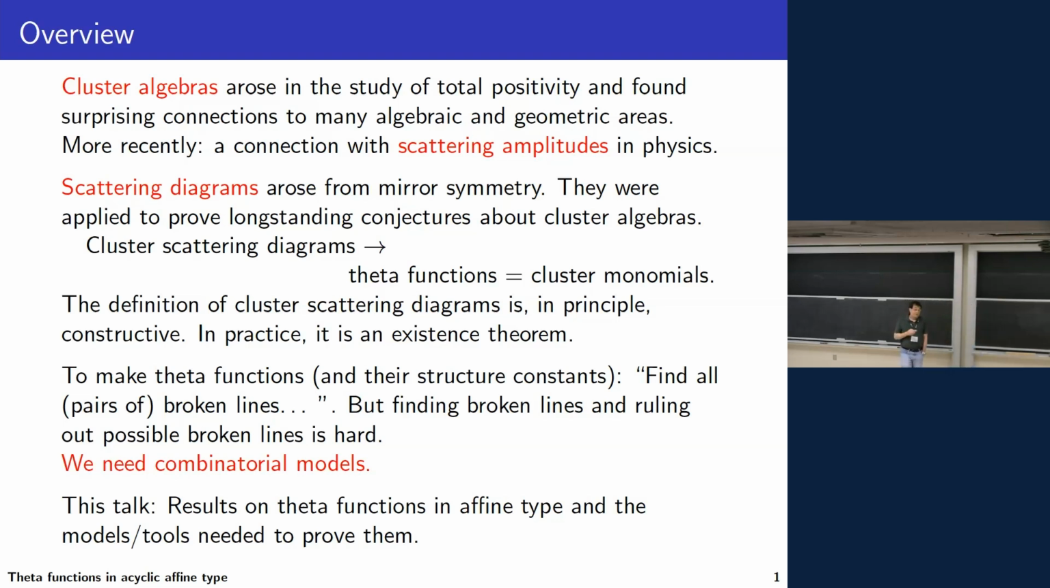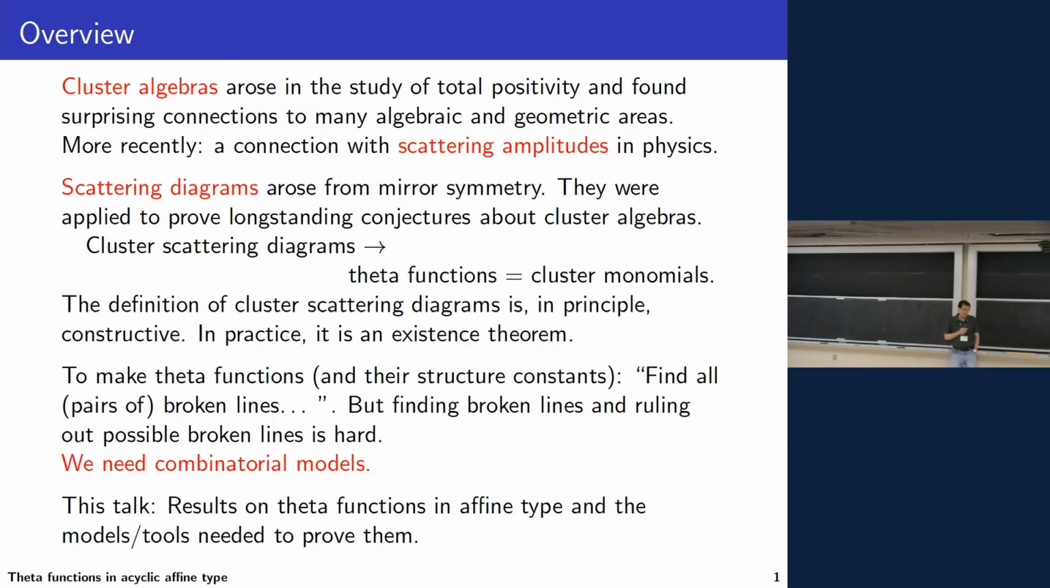Maybe it would have been better to have an inclusion going the other way, with cluster algebras included inside theta functions, but okay. In principle, if you give me an exchange matrix, I can give you constructively a cluster scattering diagram. But in practice, it's really an existence theorem, because you would have to do so much at a tiny level everywhere to actually construct this thing. And to make theta functions, you are summing over things called broken lines. Again, in practice, this is a completely combinatorial description of what theta functions are, but you have to find the broken lines and you have to prove that you've found them all. And so you need combinatorial models.